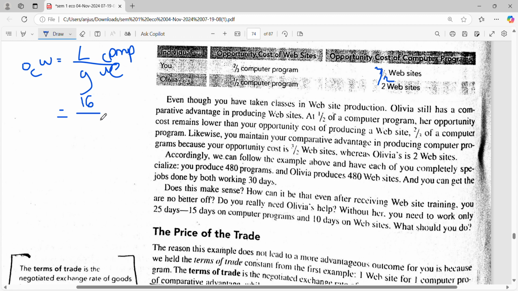When you lose these 16 computer programs, that is, when you take these 8 hours required to produce 16 computer programs into website production, these 8 hours will convert here as 24 websites with the new PPC, with the designing course. That is 2/3, your opportunity cost for websites. So what will be the opportunity cost for computer programs? 3/2. For Olivia it is the same: 1/2 computer programs for one website and 2 websites for one computer program.